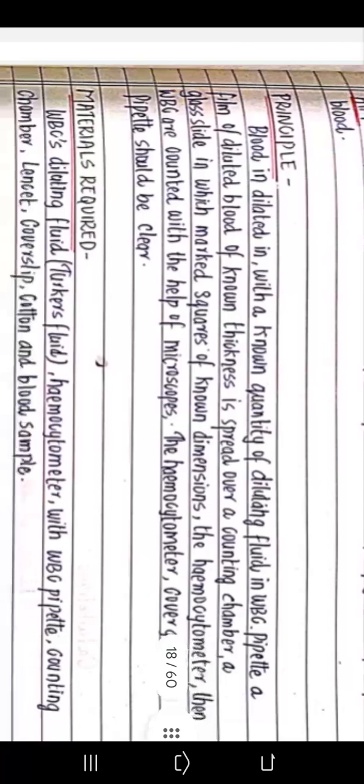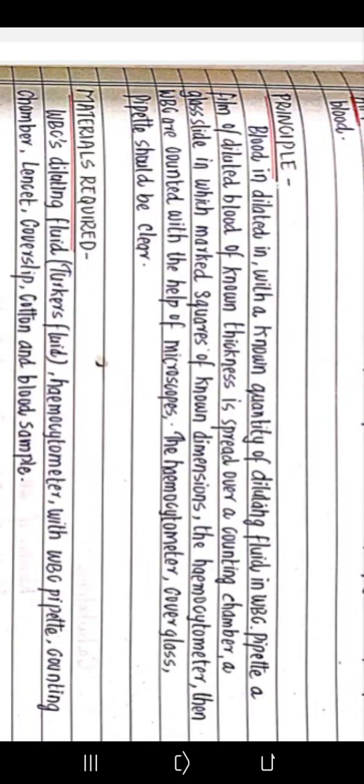Next, experiment: estimation of total WBC count. Aim: to determine the total number of WBC present in 1 mm³ of given sample of blood. Principle: blood is diluted with a known quantity of diluting fluid in the WBC pipette. A film of diluted blood of known thickness is spread over a counting chamber, a glass slide in which squares of known dimensions are marked, the hemocytometer. The WBC are counted with the help of a microscope.